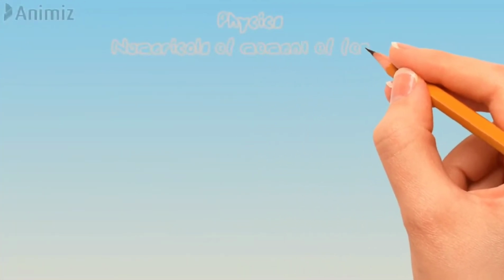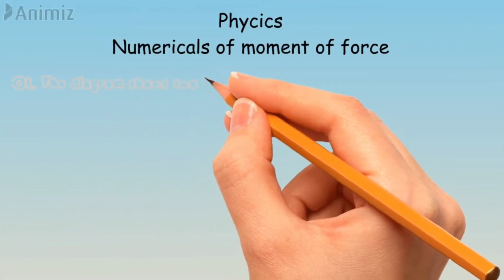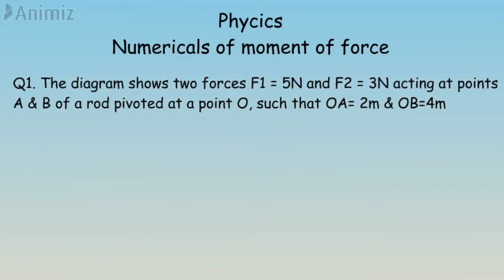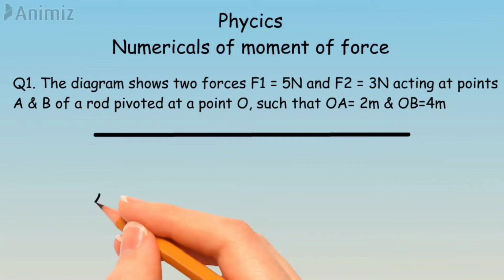Now students, let's solve the numericals. In the first one, the diagram shows two forces. F1 is given 5 Newton, F2 is given 3 Newton, acting at points A and B of a wire pivoted at a point O, such that OA equals 2 meter and OB equals 4 meter.